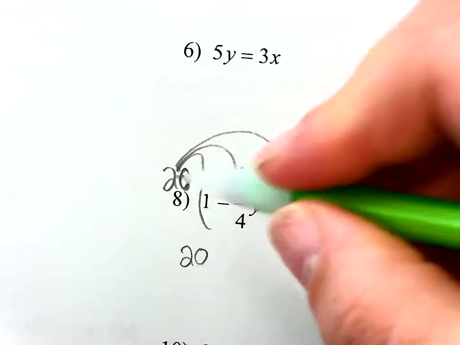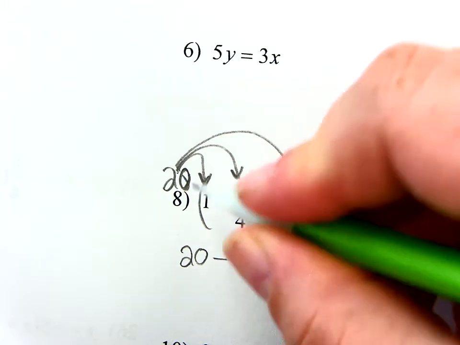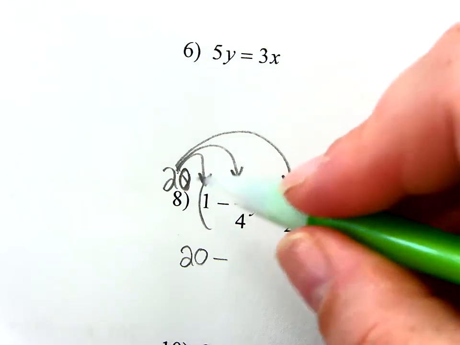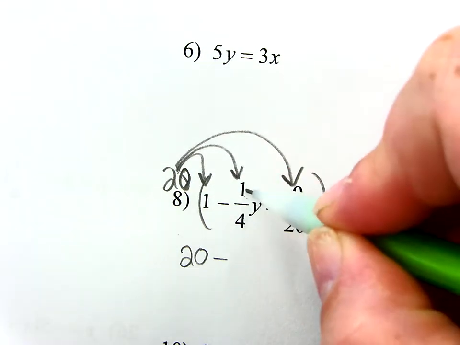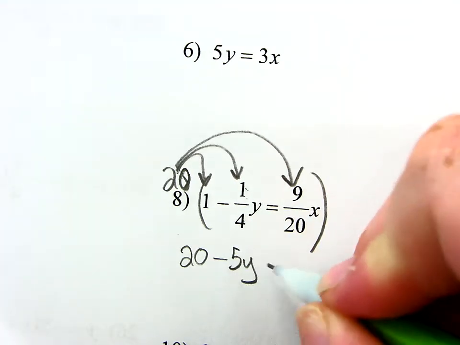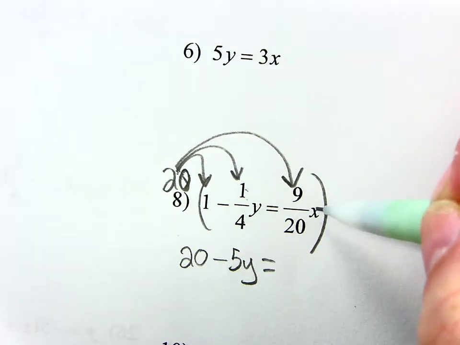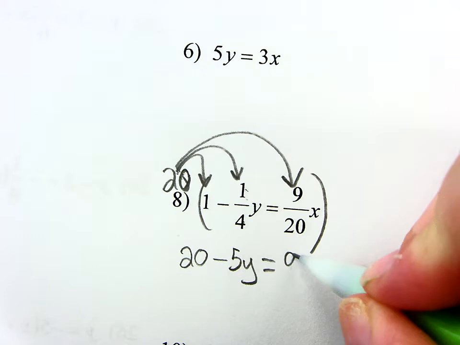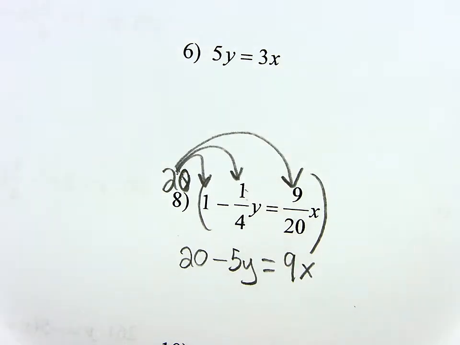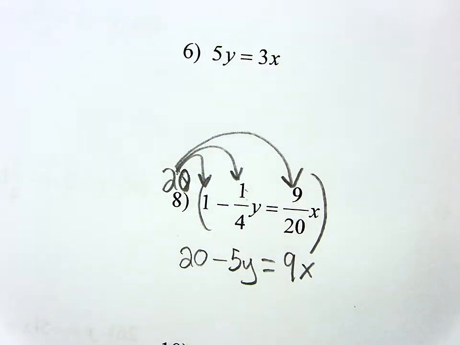That's easy. But then when you do 20 times a negative 1/4, obviously it's going to be negative, but how do you do 20 times 1/4? Do you remember? You divide by the denominator, multiply by the numerator. So 20 divided by 4 is 5, times 1 is just 5. So that's just 5y. Then 20 times 9/20 x is really just 9x. You gotta leave that x there. Now it's just like number 2, and I know how to handle it now.